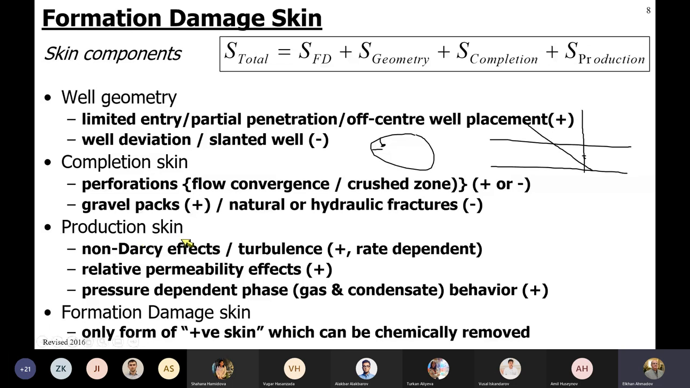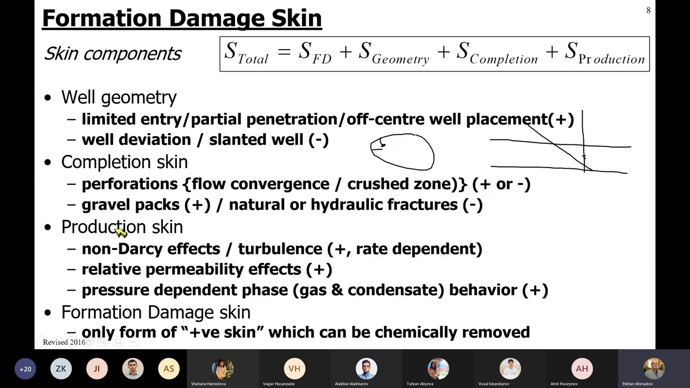So I think we talked about it, because if we have a limited entry and we have very high rates, then in the entry point to the wellbore, in perforations or even open hole, the velocity of this flow will be so high that there will be high turbulence and non-Darcy effect. So due to the friction, due to the traffic jam effect.